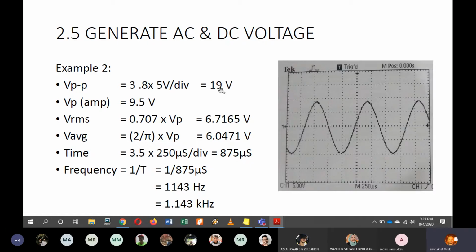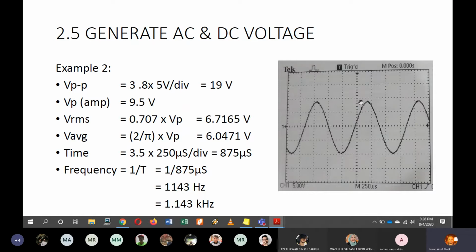Okay. And then only I can obtain the V peak, which is 9.5. So how do I obtain 9.5? I divide 19 by 2. So I will obtain 9.5 volt for V peak.